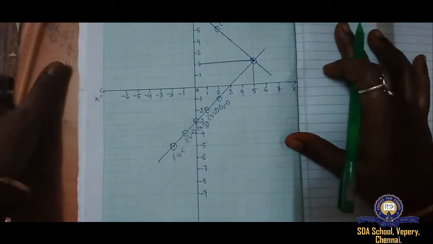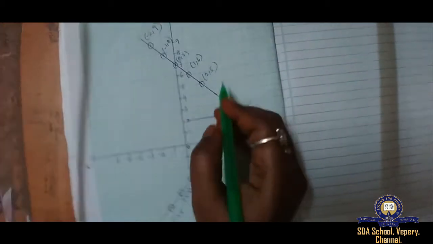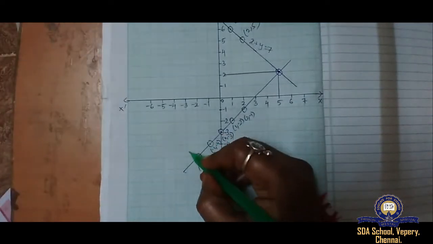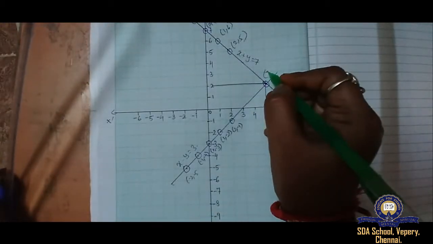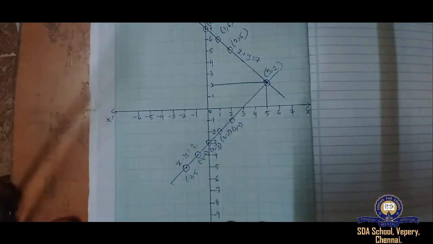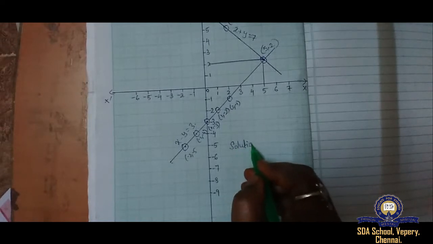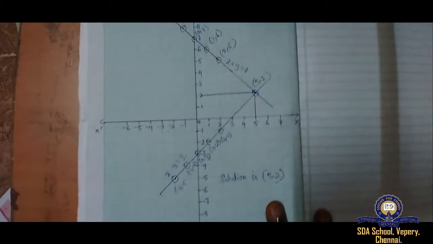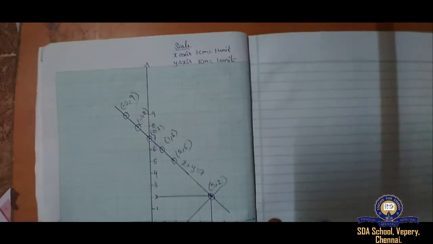I hope everybody understood. This is the second equation and this is the first equation. The first equation is x plus y is equal to 7. The second equation is x minus y is equal to 3. So the connecting point is not 2 comma 5, it is 5 comma 2. X is 5, y is 2. So you have to write here: solution is 5 comma 2. This is your answer. I hope everybody understood. X-axis, y-axis must be written.